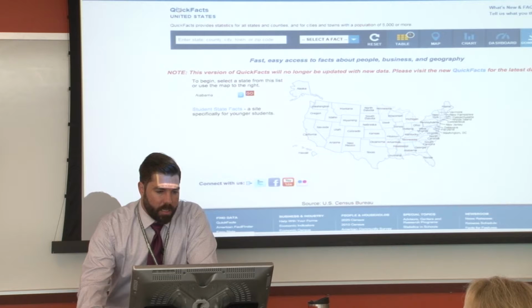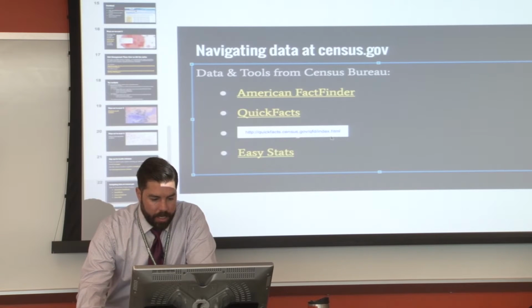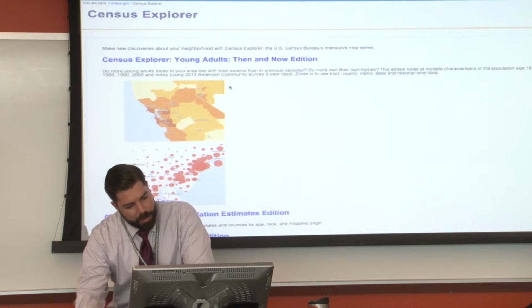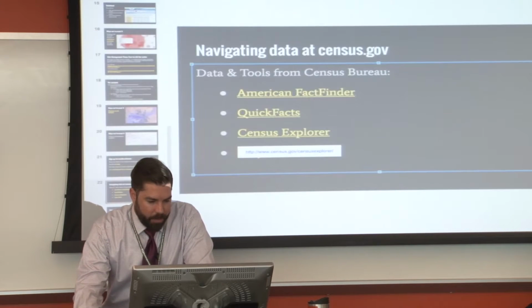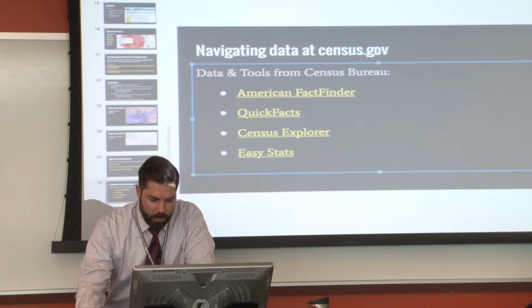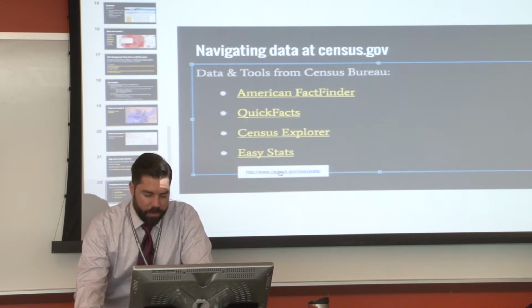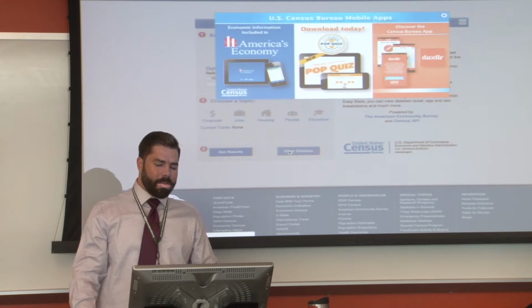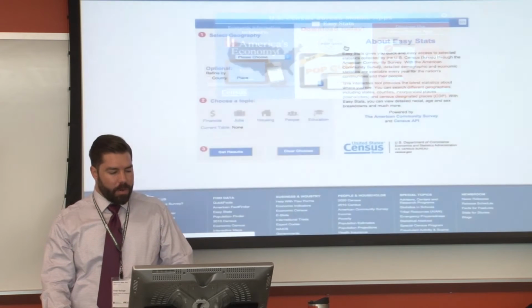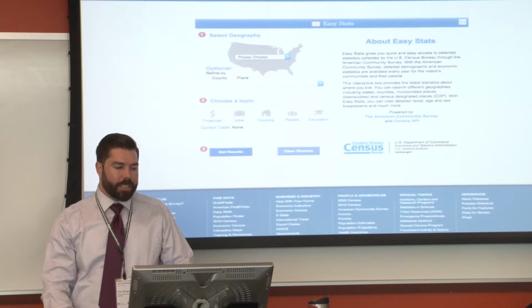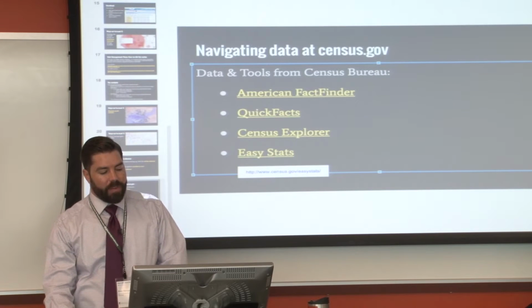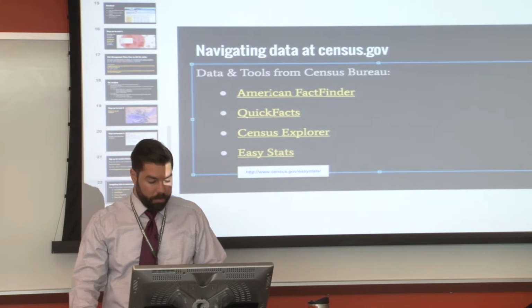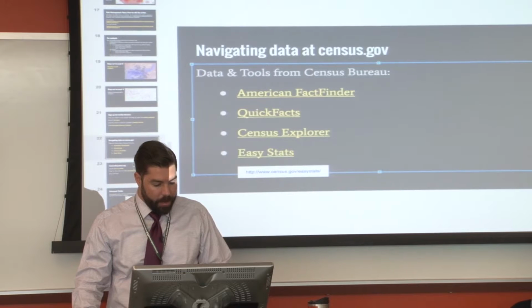This is Quick Facts. I'll just skip over that because you guys can check it out on your own. Then there's Census Explorer. If you were to ask somebody from the Census Bureau where they came up with these names and what they mean, they might not even be able to answer those questions. They're all just different ways to slice census data. Again, American Fact Finder I find to be the most useful of those tools.